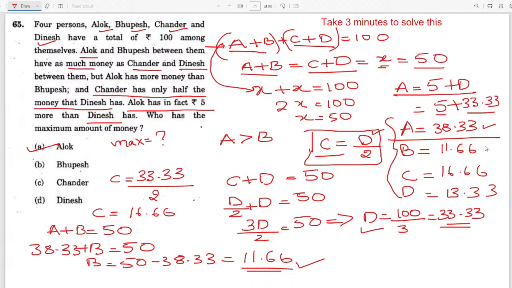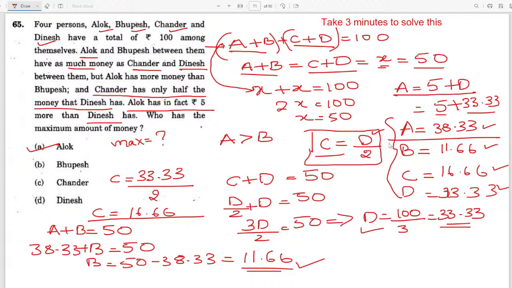So this is B. So I've got A, I've got B, I've got D. D is 33.33. Now I have to calculate C. C is nothing but D by 2. What is D? 33.33. 33.33 by 2 is 16.66. So C is 16.66, so I've put it here. So I've got all the values of the money that Alok, Bhupesh, Chandar and Dinesh have.